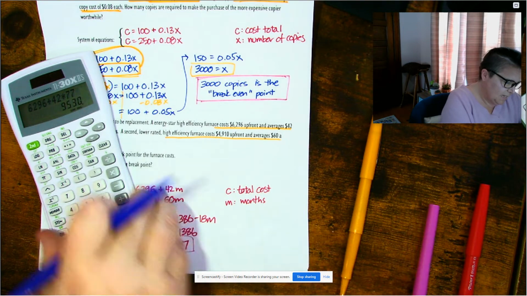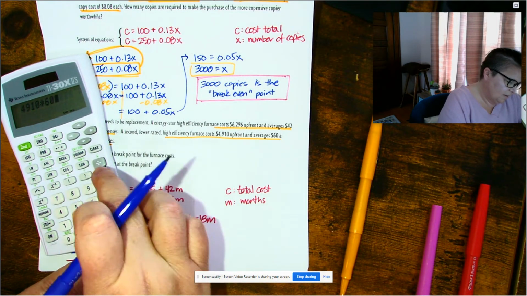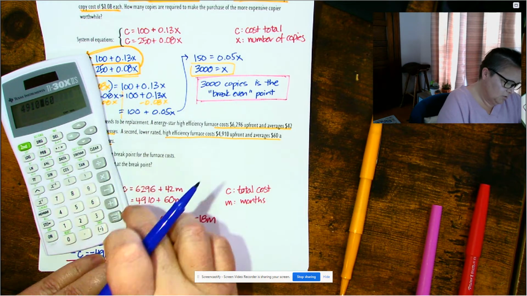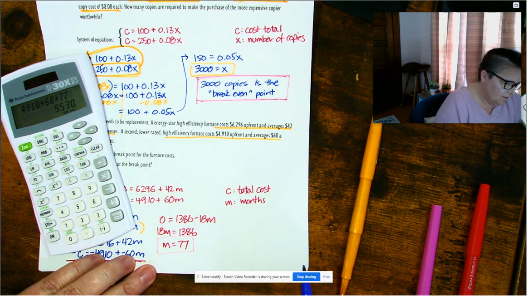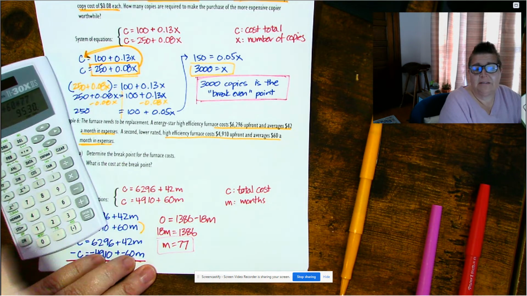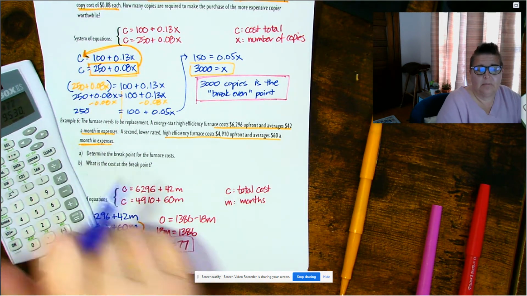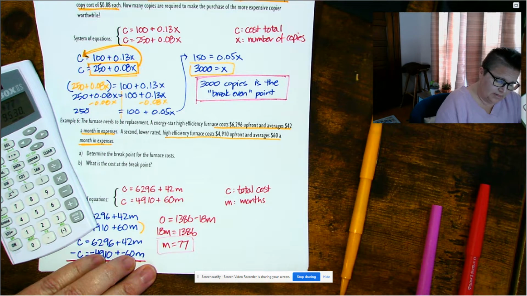That should be the same if I do 4910 times 60, plus 60 times 77. That's going to be 9,530 as well. You see how I got the same number there in both of them? That is the cost. That is the breaking point. So determine the breaking point of the furnace cost. That's 77 months.